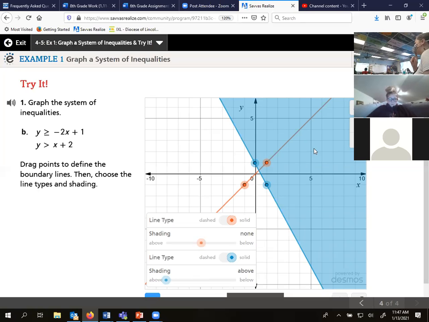I guess you just do one line at a time. Yeah, they'll probably be different colors too. So like this one, I have different colored dots for the different things. My bottom one is y is greater than x plus 2. Where does this cross the y-axis? At 2. Okay, what is my slope? 1. So I go up 1, over 1. Is this line solid or dashed? Dashed. Am I shading above or below? Above.